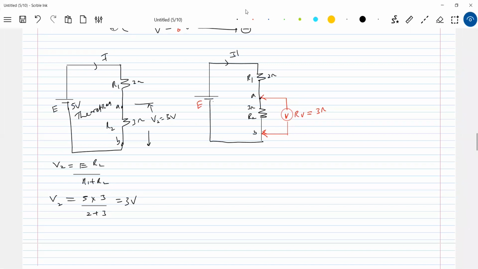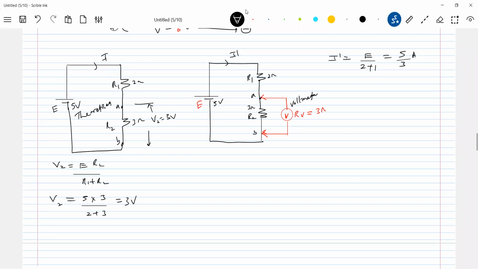Then we'll find the current expression for I dash in the effective circuit. 3 ohm parallel to 3 ohm will be 1.5 ohm. The EMF is 5 volt. So what is the I dash value? This is the voltmeter. I dash should be equal to 5 by 2 plus 1.5, that is 5 by 3.5 ampere. Then what is the reading of the voltmeter? A current I dash will flow.